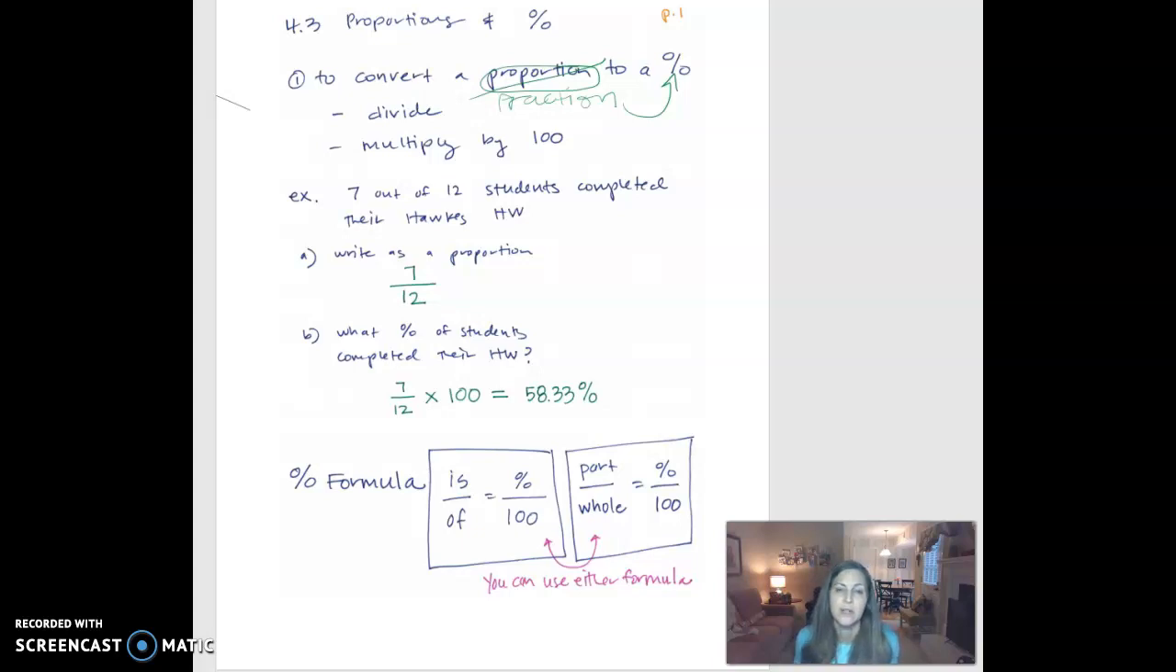So for example, let's look at an easy one. 7 out of 12 students completed their Hawks homework, okay? Write that as a proportion, 7 out of 12. That is reduced, so there's nothing we can do there. If you want to convert this, again, this is a fraction right here. 7 out of 12 is a fraction. Could also be written as a ratio. Remember, we did that last week. It could be written as 7 to 12, okay? But for these purposes of converting to a percent, we want it as a fraction. You're going to put that in your calculator, 7 divided by 12, and then multiply by 100. This is the final answer for this particular problem.